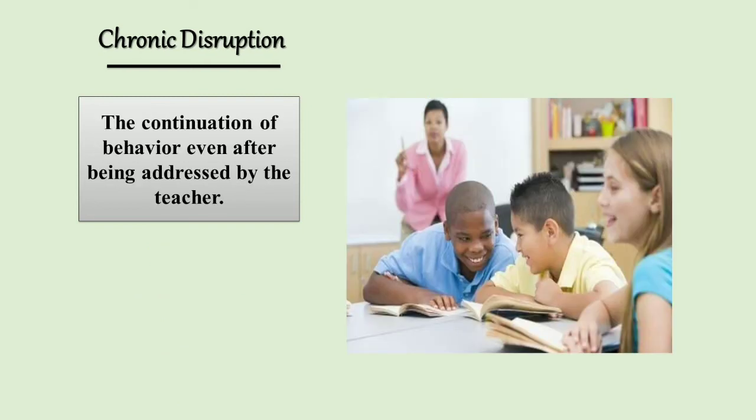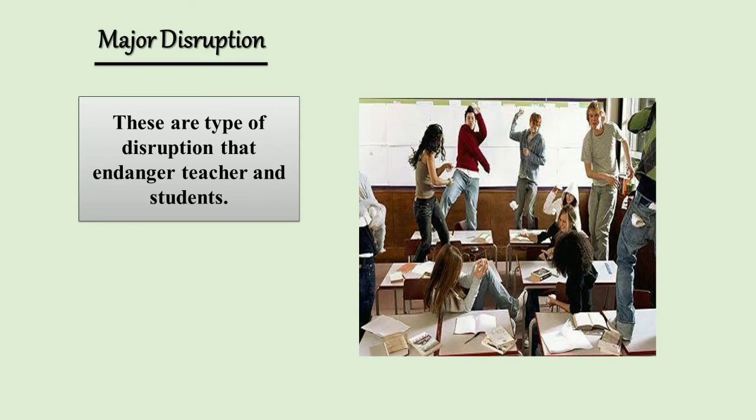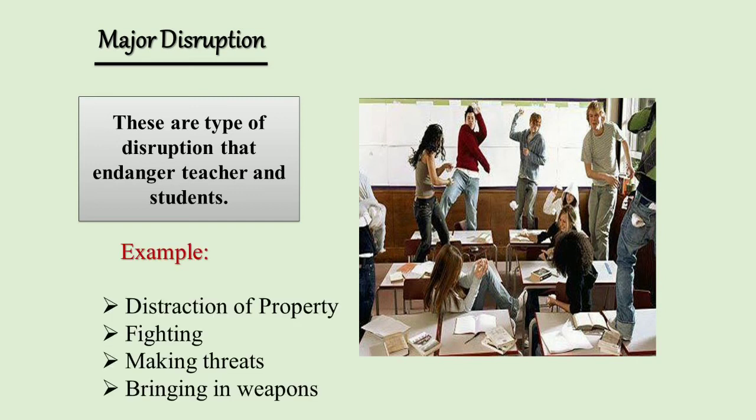The second type of disruption is a chronic disruption. This is the continuation of behavior even after being addressed by the teacher. And last but not least, the major disruption, which endangers the teacher and students. Some examples of this type of disruption are destruction of property, fighting, making threats, and bringing weapons.